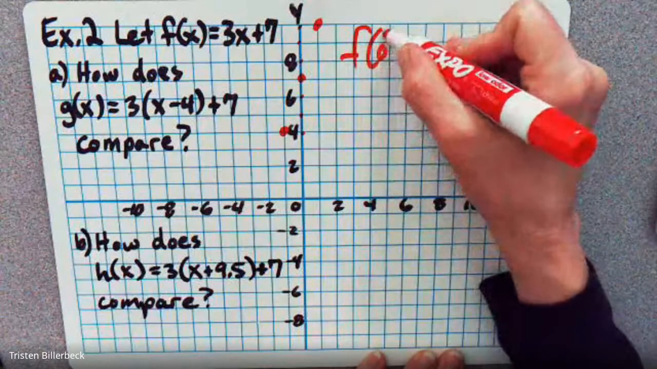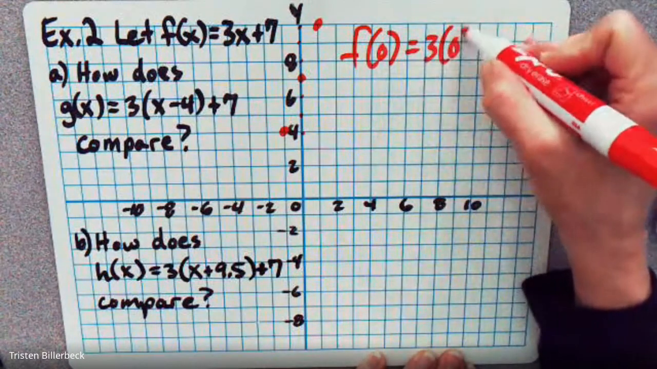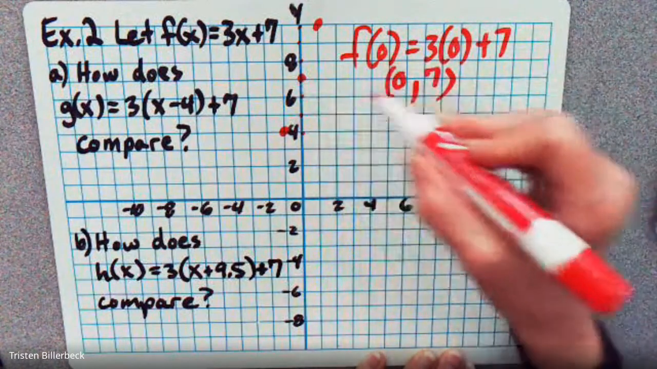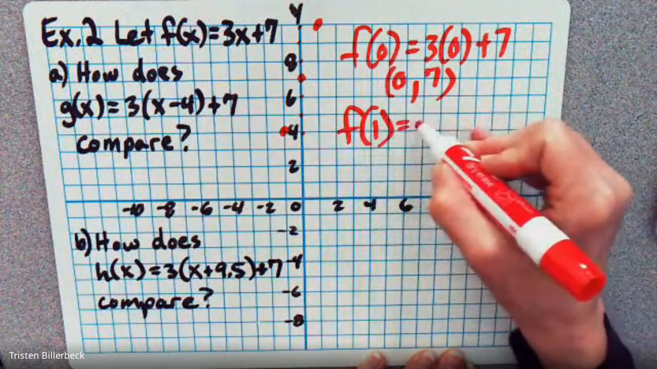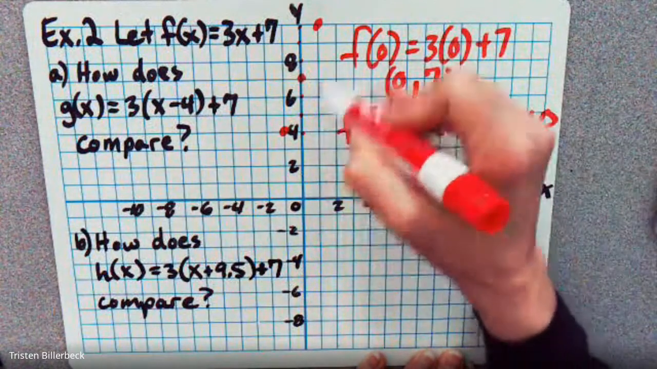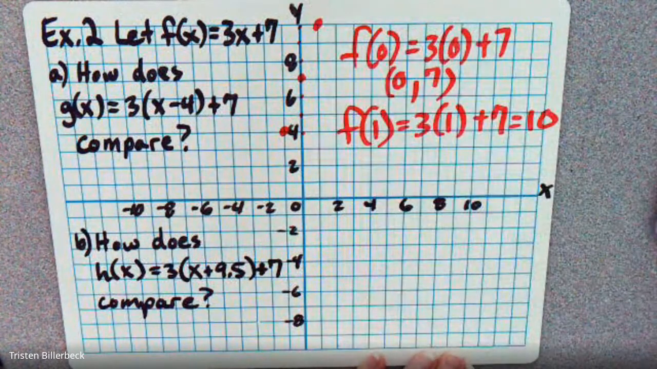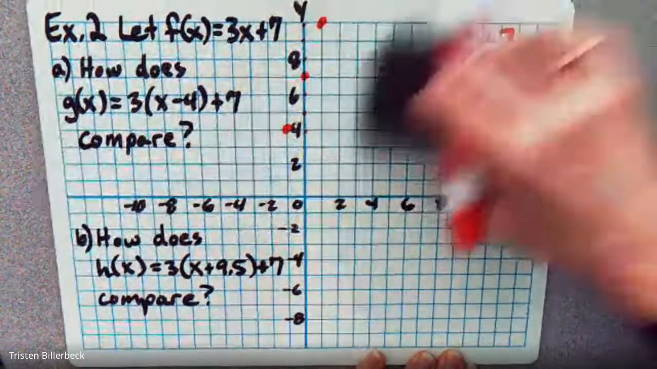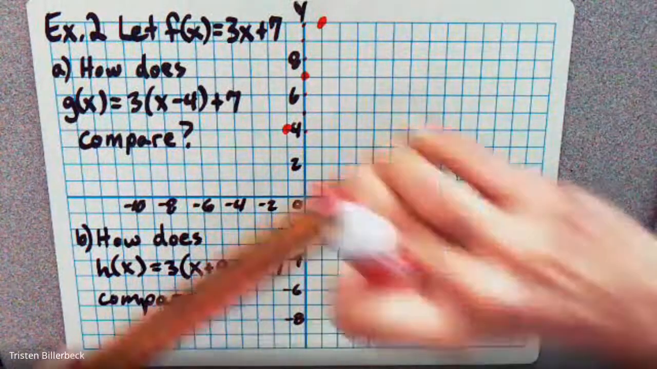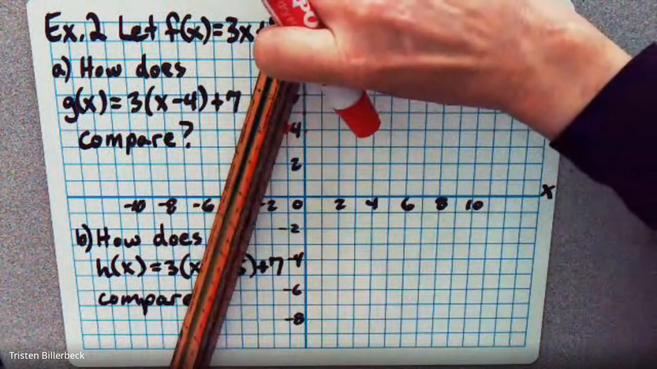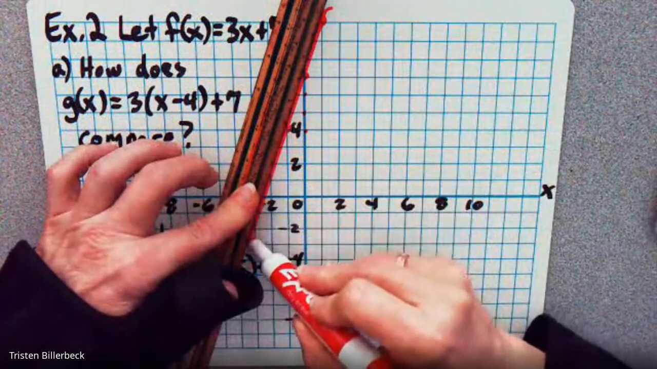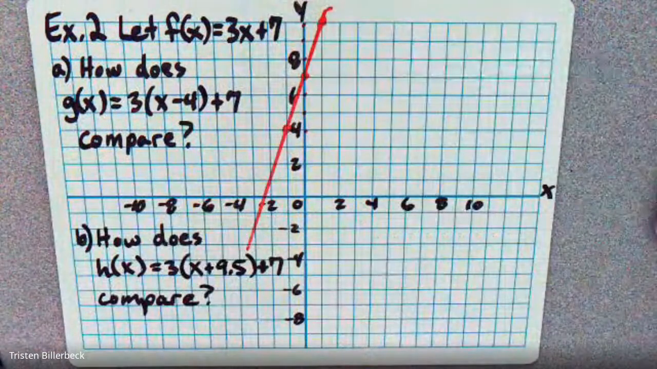So f of 0 equals 3 times 0 plus 7. So at 0, we are at 7, which is exactly what we had. At f of 1, we have 3 times 1 plus 7 equals 10. So at 1, we should be at 10, which is right where we're at. Okay, so let's graph that. And we have the graph looking like that.